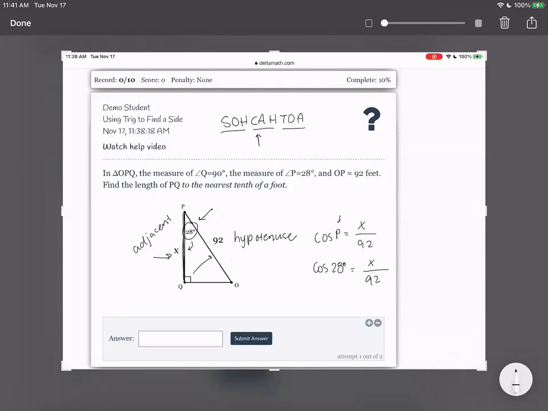So like I was trying to say earlier, X is being divided by 92. How do you get rid of dividing? Opposite of dividing. Multiply. Multiply by 92. And so what I'm going to type in the calculator is 92 cosine of 28 degrees, and that's going to give me X. I'm going to type that into Deltamath's calculator, but before I do that, are there any questions about how I got to this point?